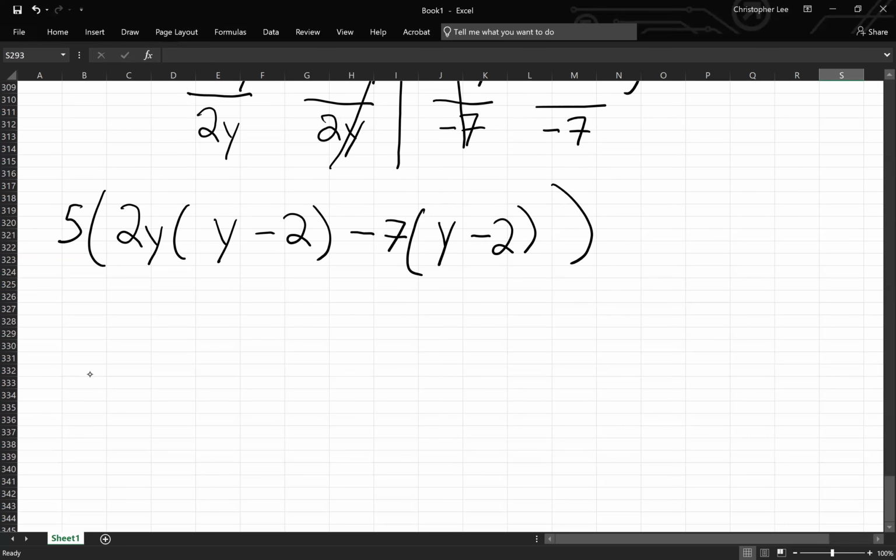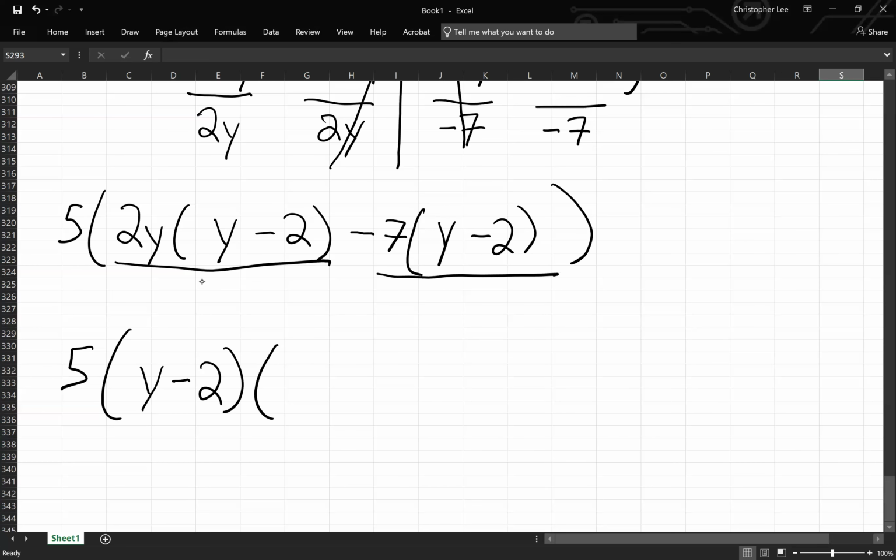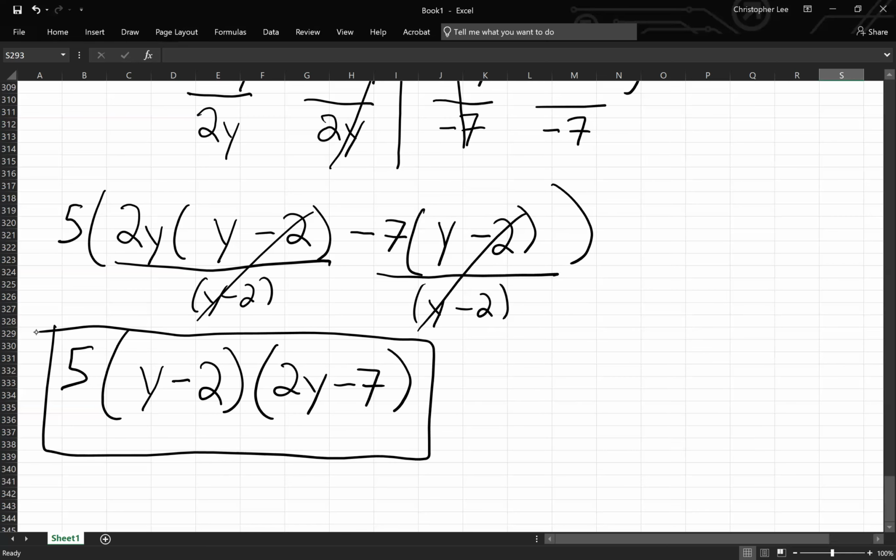So now, greatest common factor. All right. What do these both have in common? Both terms have y minus 2, right? So I'm going to factor out a y minus 2. And what's left over? 2y minus 7, right? Very good. So 2y minus 7. That's it. This is my final answer. Right? Not bad, right? Any questions on this?